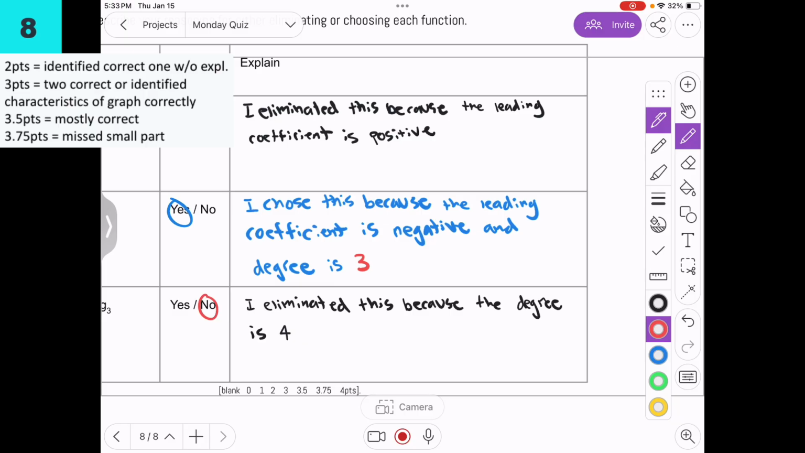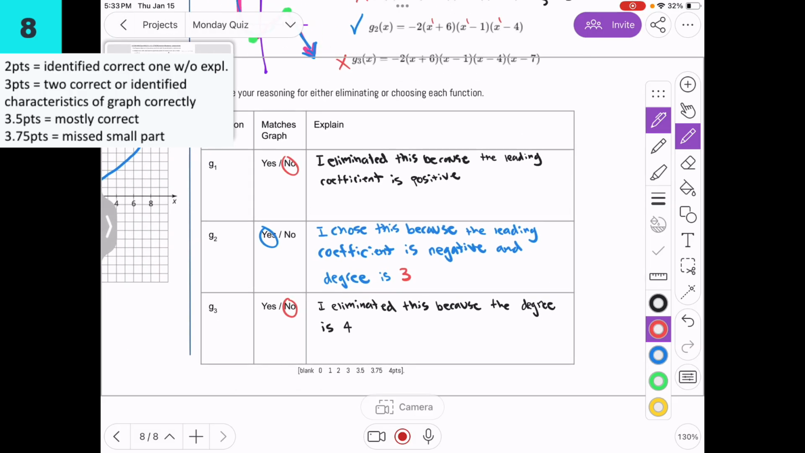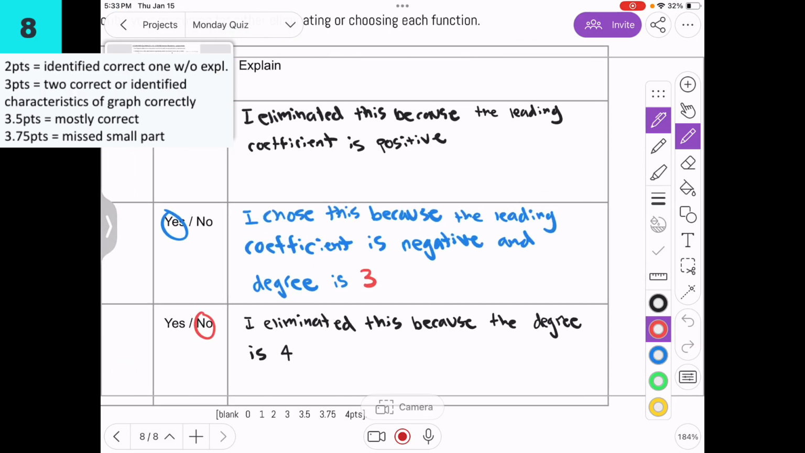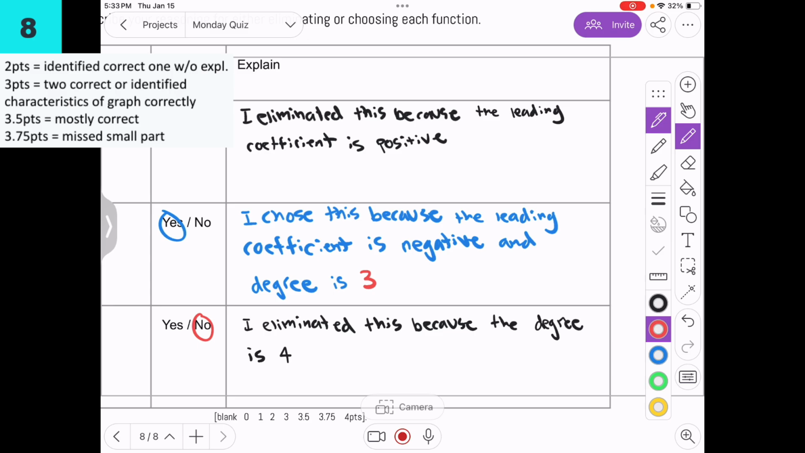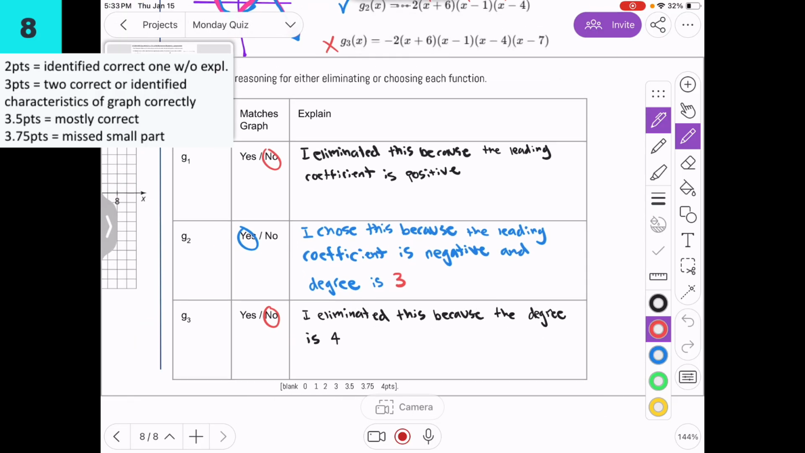So hopefully you guys were able to give a good explanation. Only 2 pieces of information were needed for the middle one, and this one piece of information was good enough to explain why you did not choose the first and the last.